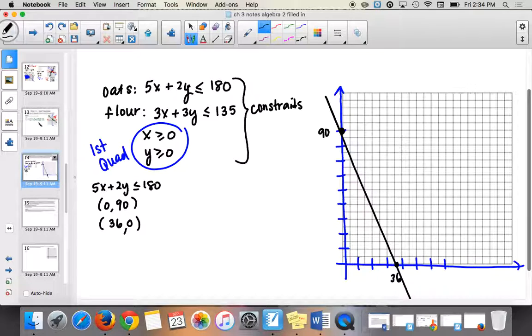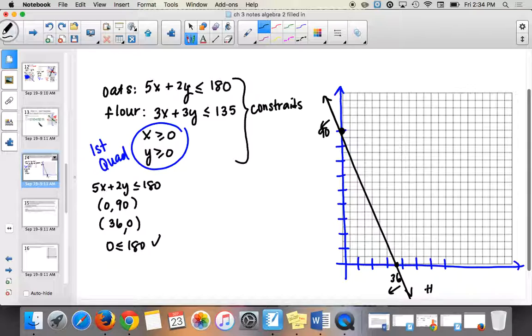So that. All right, so if I think about my shading, if I plug in 0, 0, I get 0 is less than or equal to 180, which is true, so I shade towards the 0, 0. Which kind of makes sense if you have a limited amount of something, it's going to be less than that, right? More than that would be like, I can't have 500 batches of honey oat and 500 batches of whole grain.